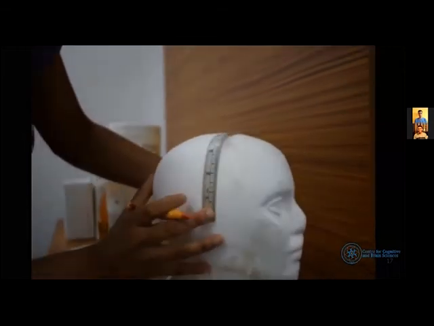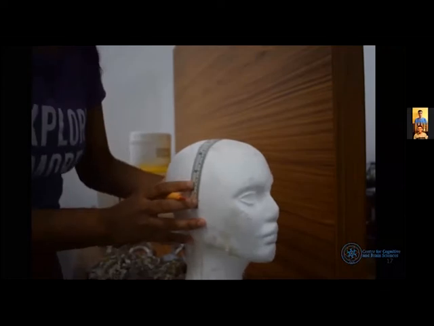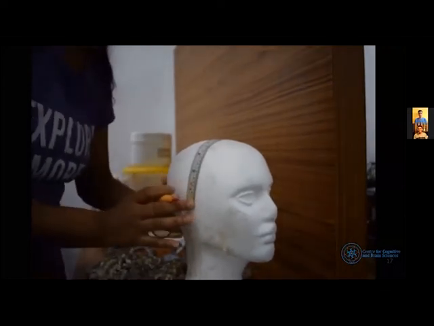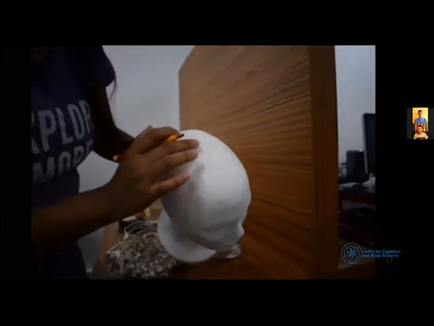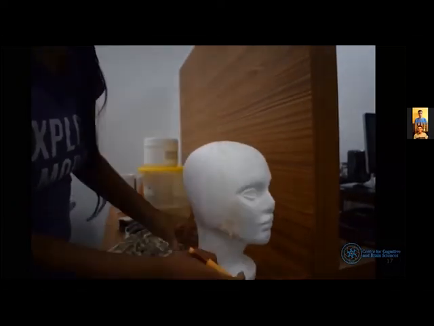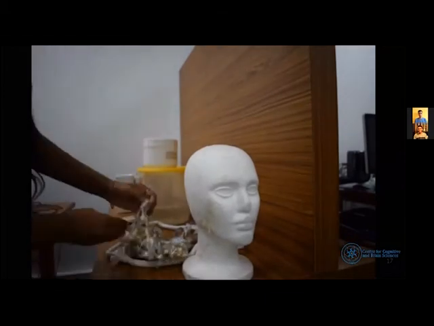Then we take it from the sides, from one ear to the other, and we put the other mark, which is a cross. This denotes our center point, CZ. We will place the CZ electrode on this point.